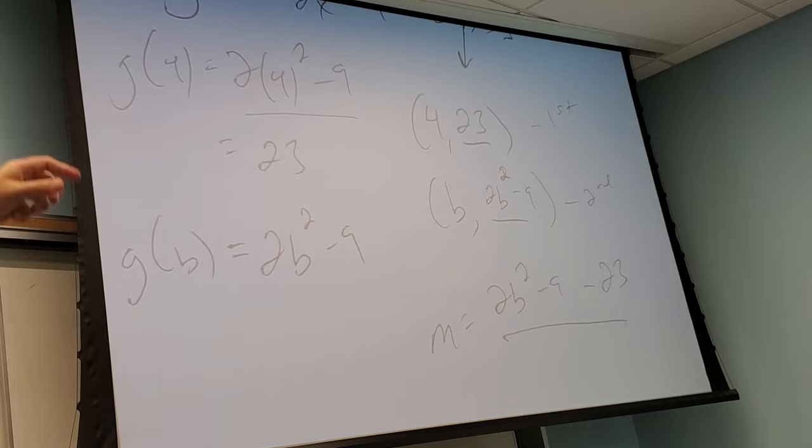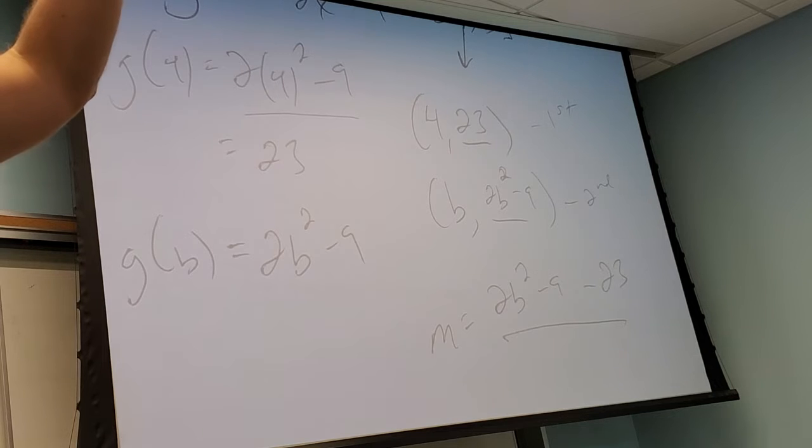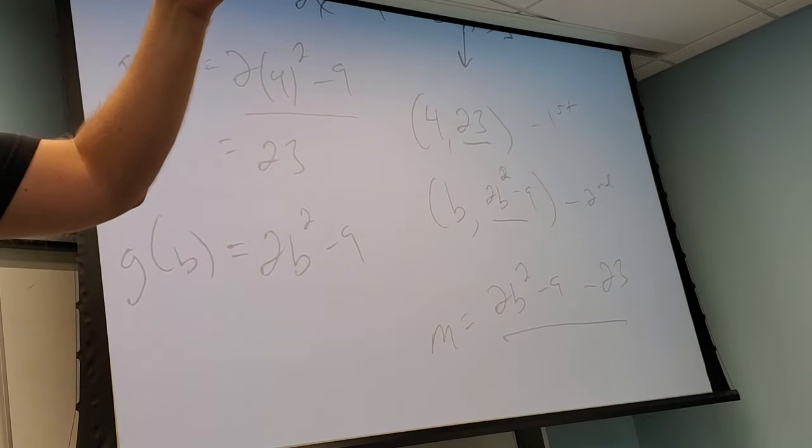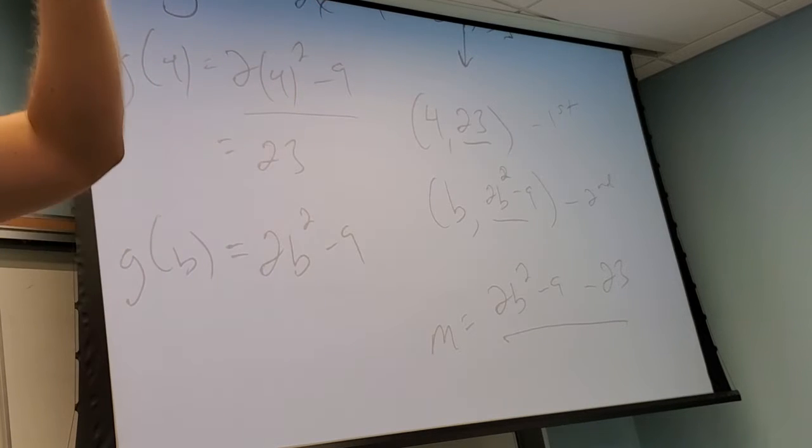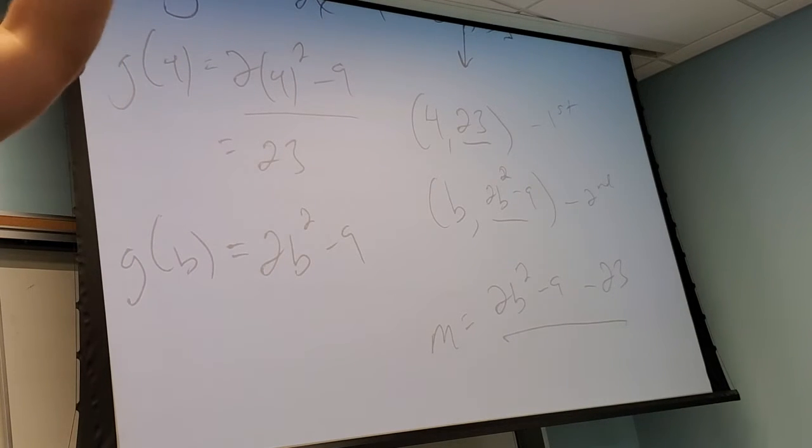x2 minus x1. So what's x2? b. And what's x1? 4. So setting this up doesn't change. I created 2 points. How do I always get the slope between them? y2 minus y1 over x2 minus x1.